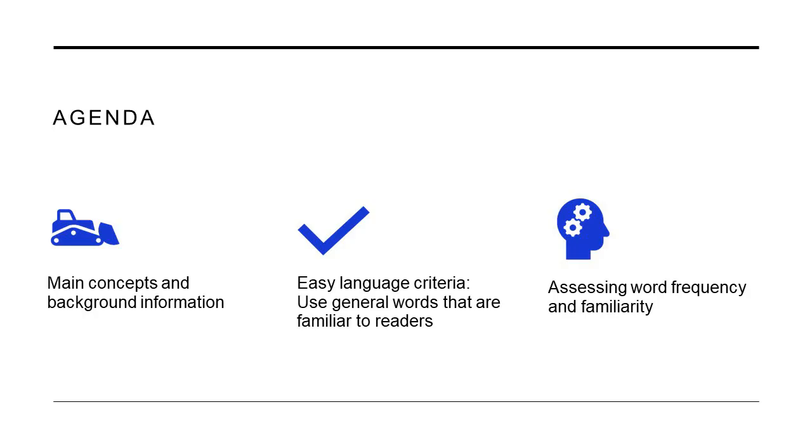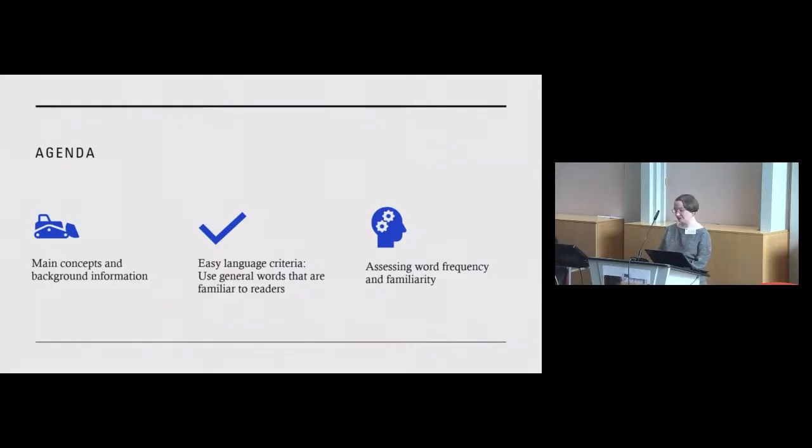So let's look at the agenda for my part of the workshop. First, I'll introduce you to some of the main concepts and give you some background information. And then I will introduce you to a very important criterion in easy language, and that is using general words that are familiar to readers. And then finally, I will teach you some methods that I have used in my research, and I'm hoping that these methods that are used in linguistics are also something that you can take home with you and use in your practical everyday work. So that's our learning goal today.